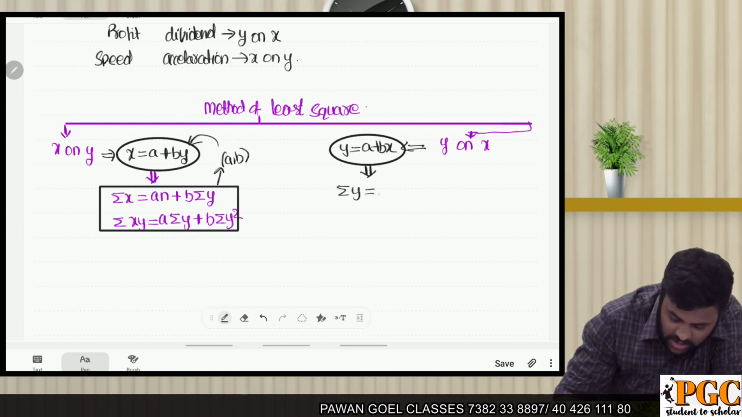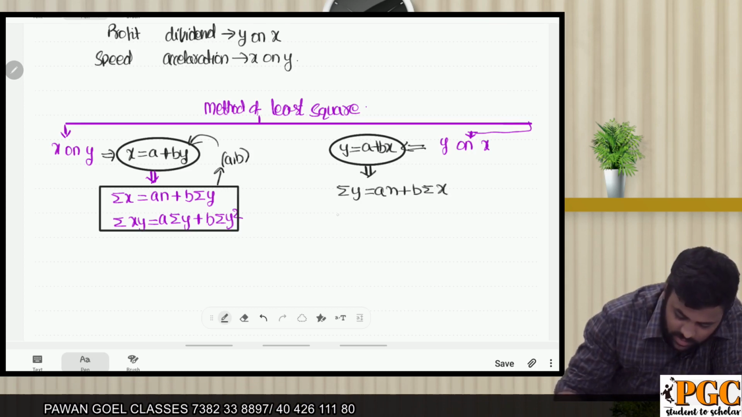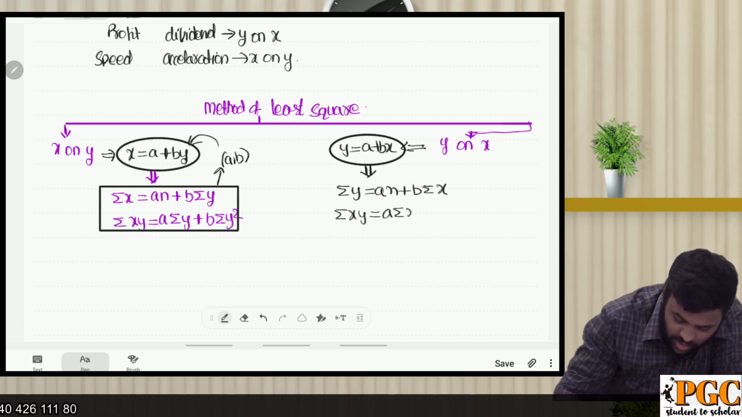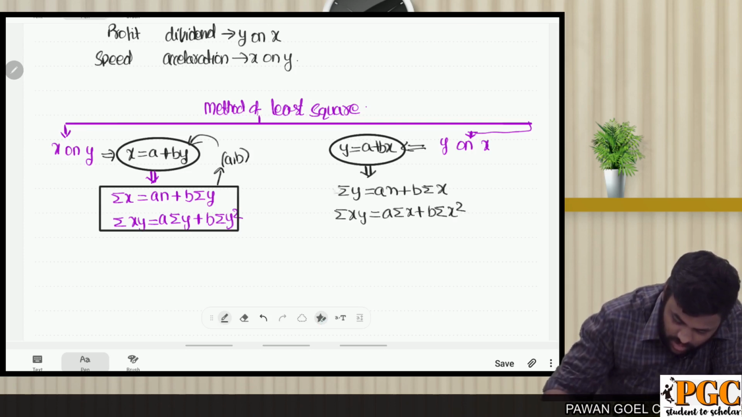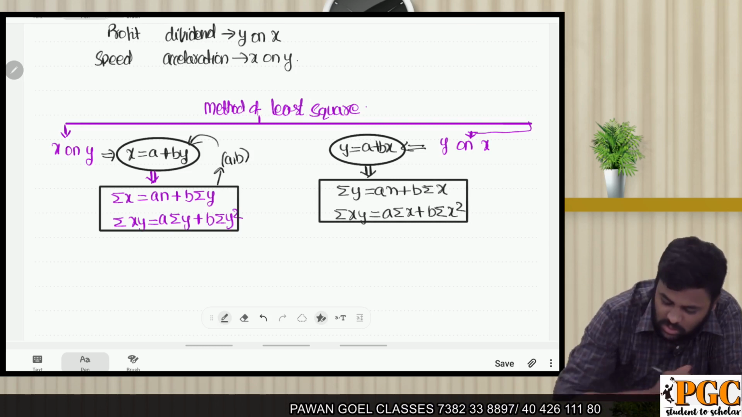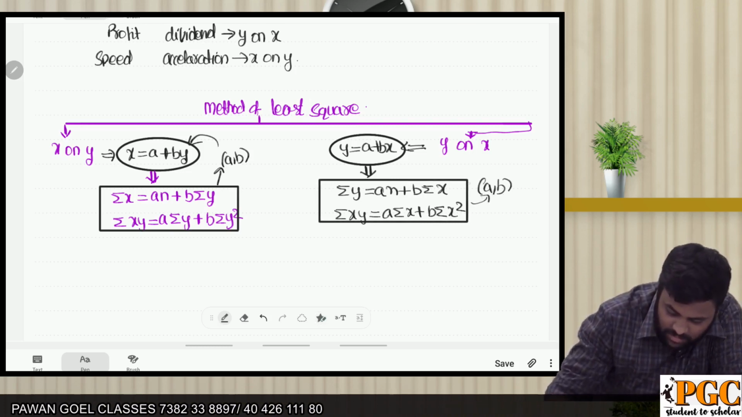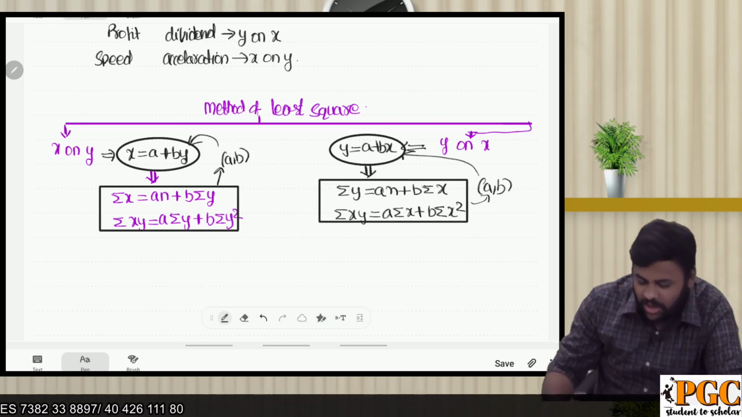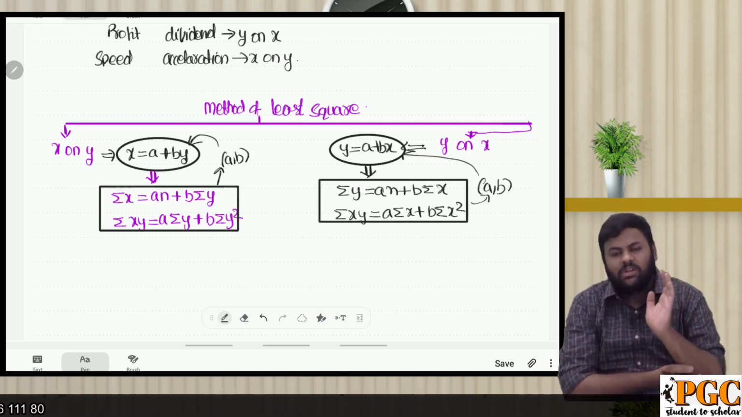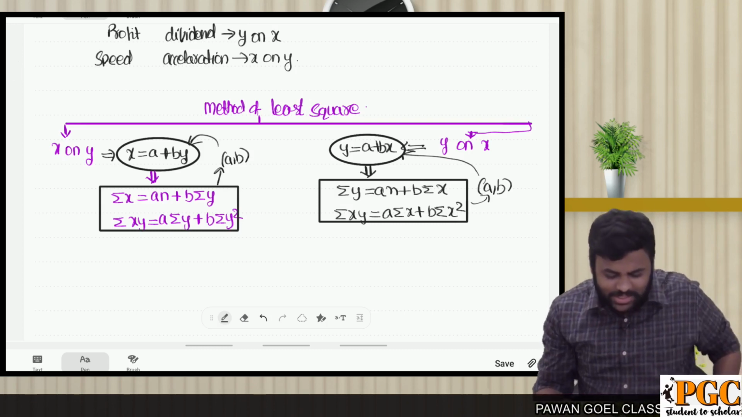Now if you want to get y is equal to a plus bx, two further equations must be solved. Summation of y is equal to a into n plus b into summation of x. Summation of xy is equal to a into summation of x plus b into summation of x square. My dear friends, we are supposed to solve these two equations. If you solve them, you get a comma b. This a comma b we substitute here, and we get the equation y is equal to a plus bx. Okay, so I hope the basic point is clear, my dear friends.